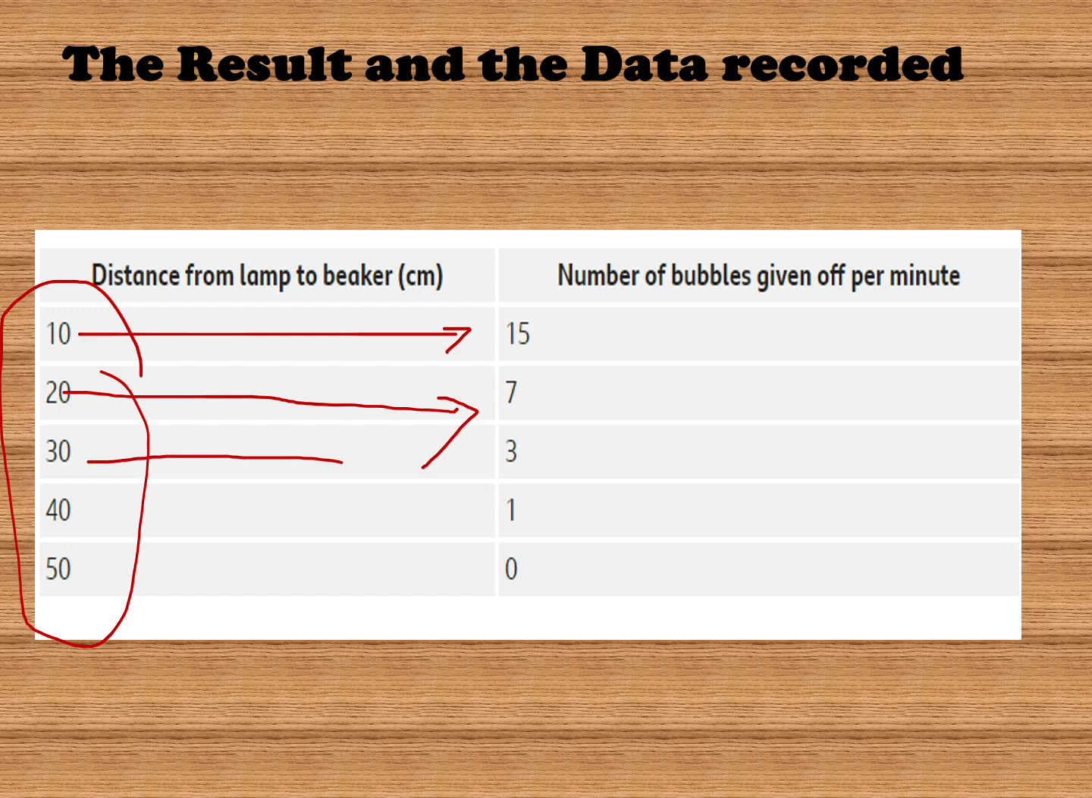When the distance is 30, more distance increase, so the number of bubbles are 3. Very good. In 40, the number of bubbles is 1, and in 50, the number of bubbles are 0. So you can see as we move the plants away from the water, from the light, the number of bubbles formed are becoming lesser and lesser, and these bubbles are of oxygen, which is the product of the process photosynthesis.